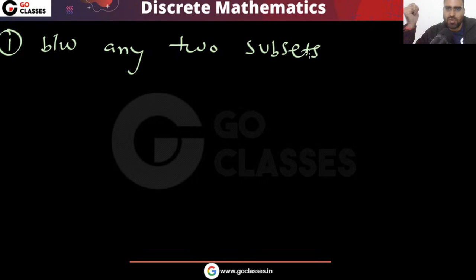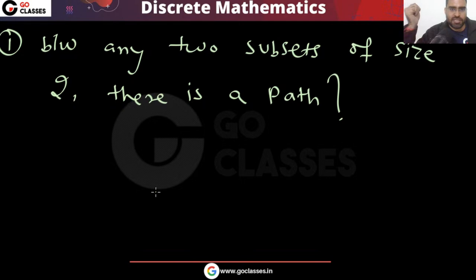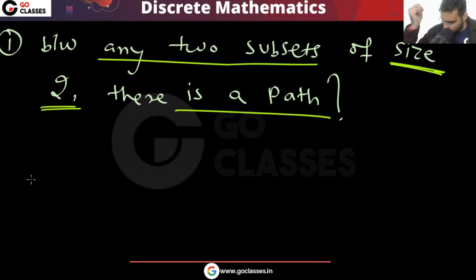First, I will prove that between any two subsets of size 2, there is a path. How to prove it? Can you tell me? This is a simple question. Dipan, Swapnil, how to prove it? If you take any two subsets of size 2, there are two cases possible.